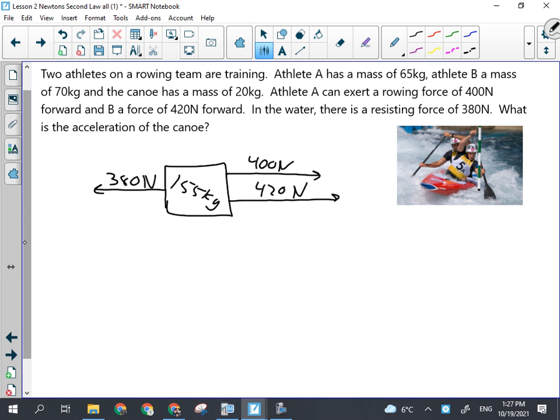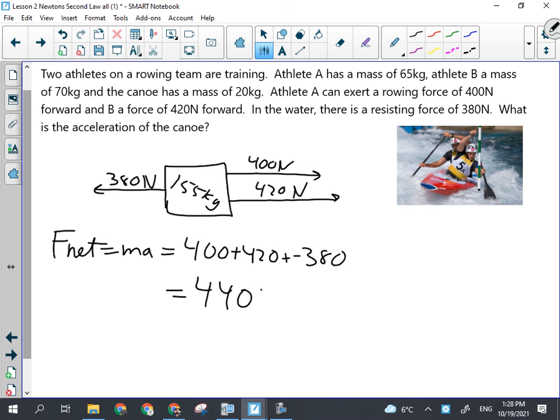F net. I've got to do the vector sum of all forces. Because in the end here, they want to know what's the acceleration. Well, that's m times a. I've got the mass, but I don't have F net. The only other way to do that is to go 400 plus 420 plus negative 380. So we got 820 minus 380, 440 newtons, and that's going to be forward.